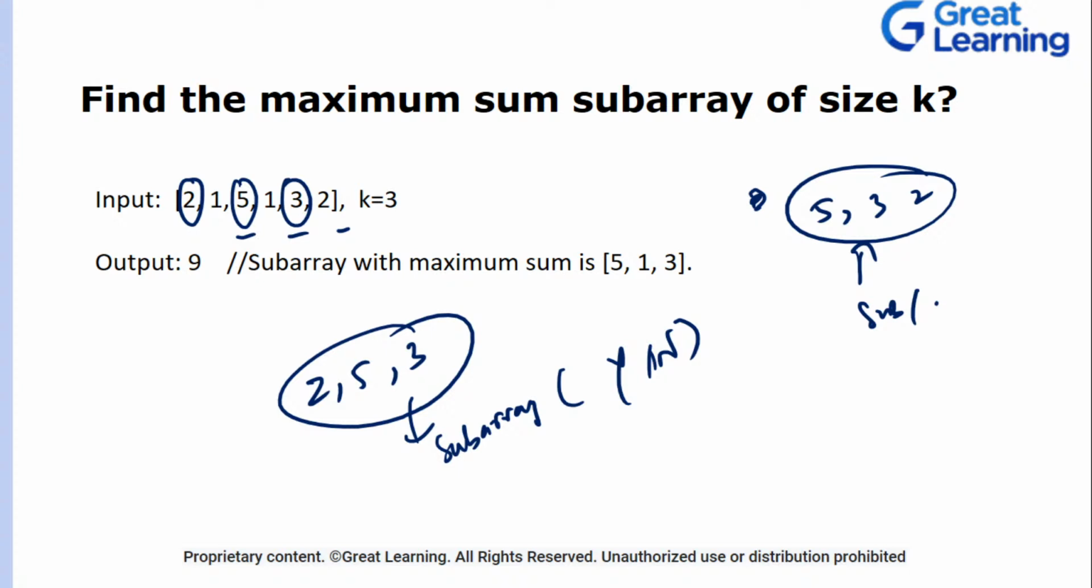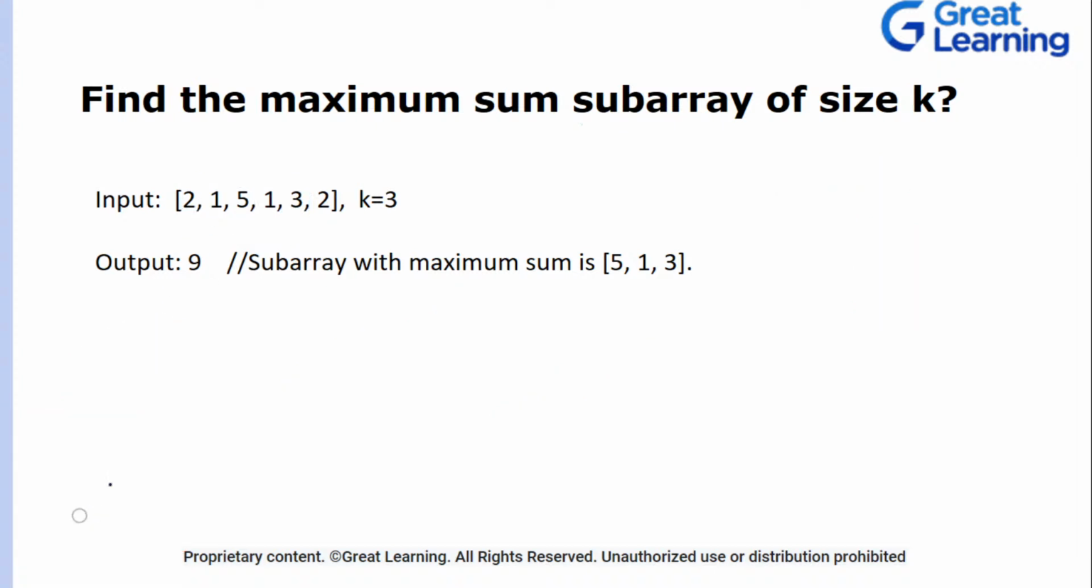No. Yes, correct. This is not a subarray, guys. Subarray means contiguous, that means one after the other. So 2, 5, 3 is not a subarray. When we talk about subarrays, it should be continuous. That means 2, 1, 5 is a subarray. Let me just erase all things. So this is a subarray, this is a subarray, this is a subarray. When there is no element left in between, that is what is a subarray. So 5, 1, 3, if you see over here, is a subarray. A subarray is a contiguous part of the array.